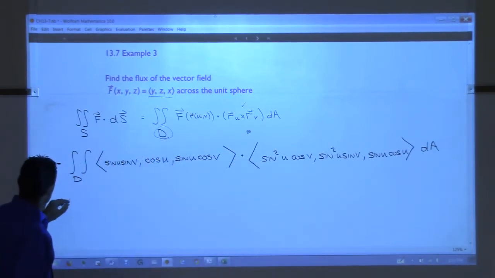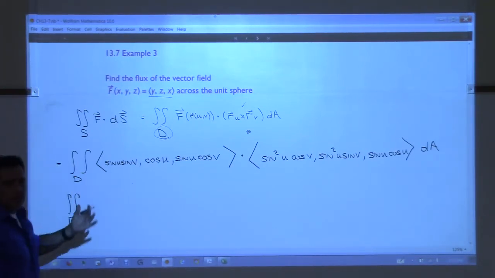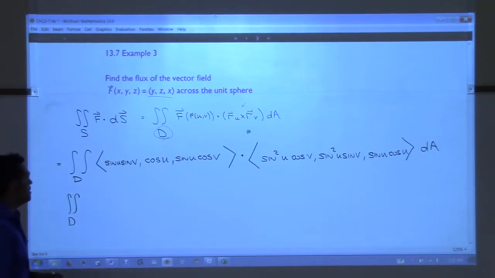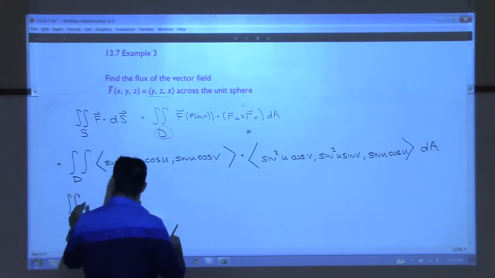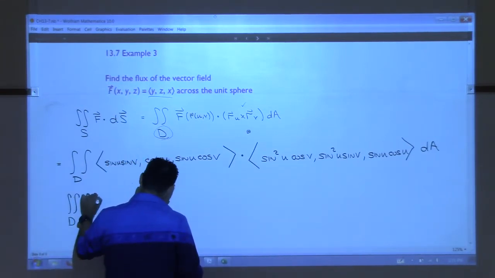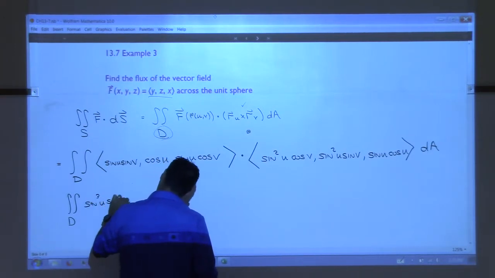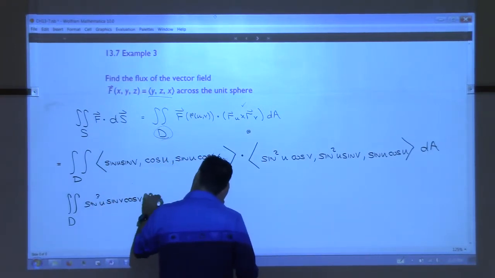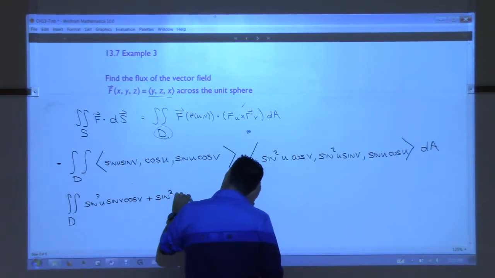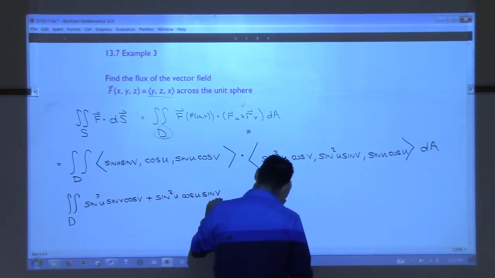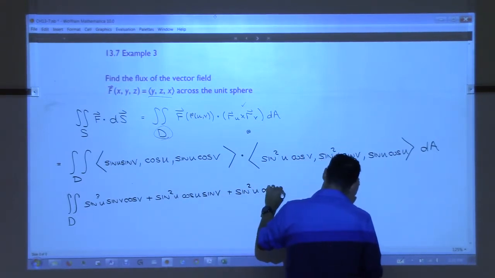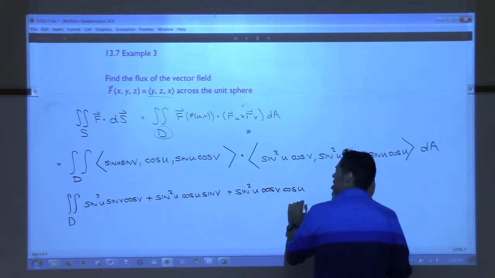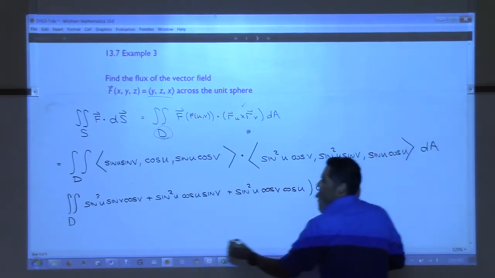All right, let's go double integral again. Let's keep it over D for now. Dot products are the easy ones: you just multiply components and add them all up. So multiplying here, I'll write down what I have: sine cubed u sine v cosine v, plus sine squared u cosine u sine v, and then plus sine squared u cosine v cosine u. Somebody can check, thank you.